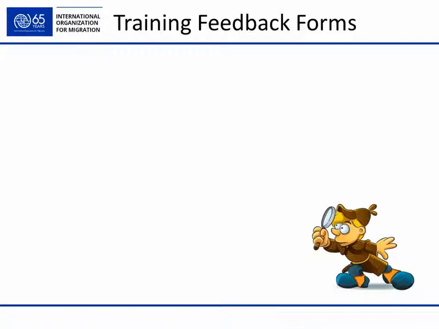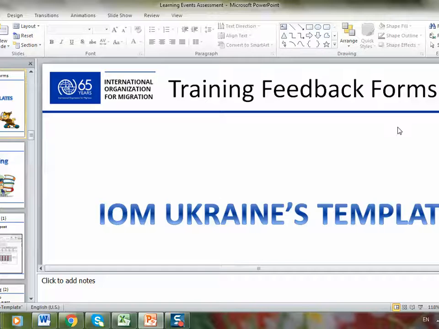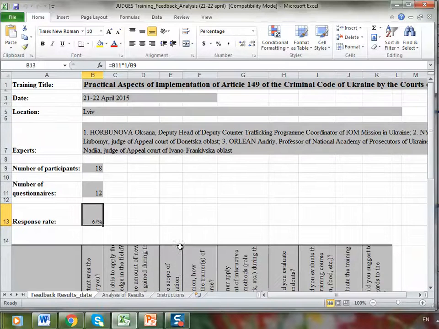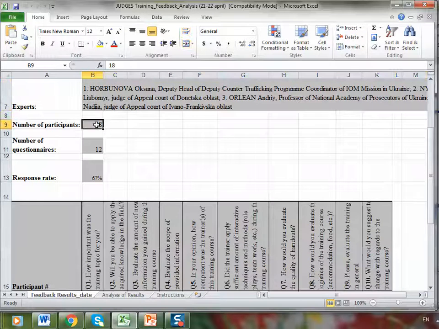Training feedback forms, and here goes one example from IOM Ukraine's template. Okay, that's done in Excel format. So basically what we have, there are 3 tabs here: feedback results data, analysis of results, and instruction. Feedback results data. So here we have training title, date, where it was held, experts who conducted it, number of participants, number of questionnaires.